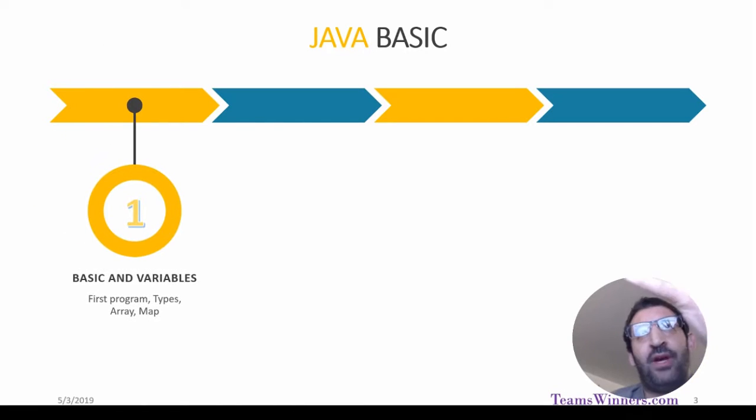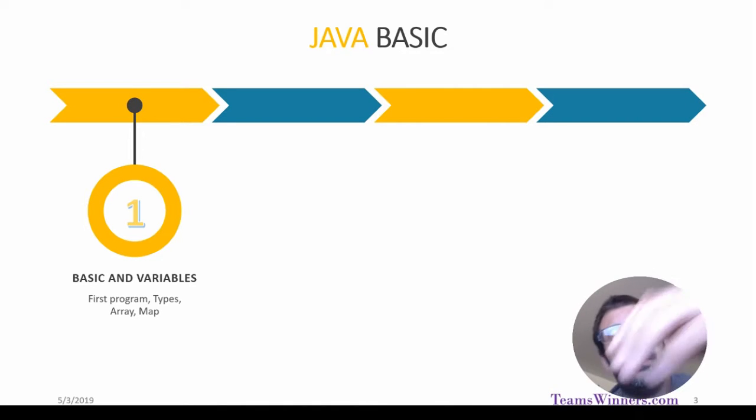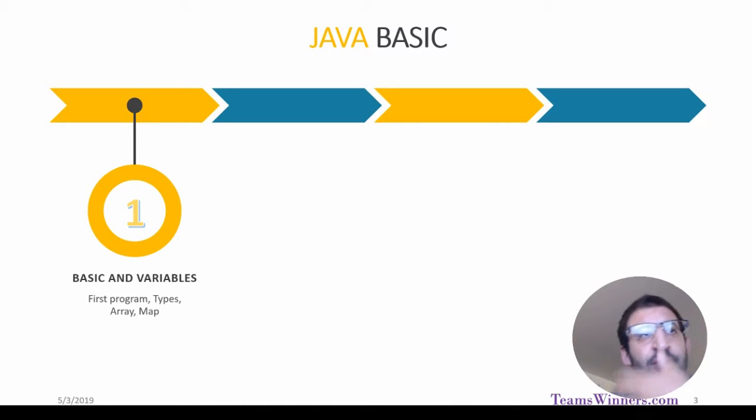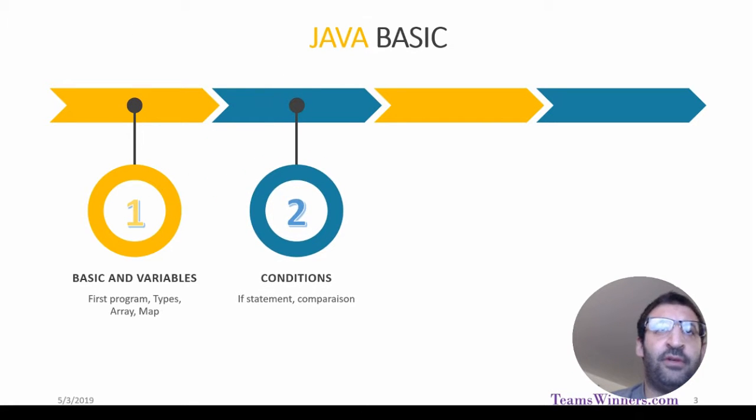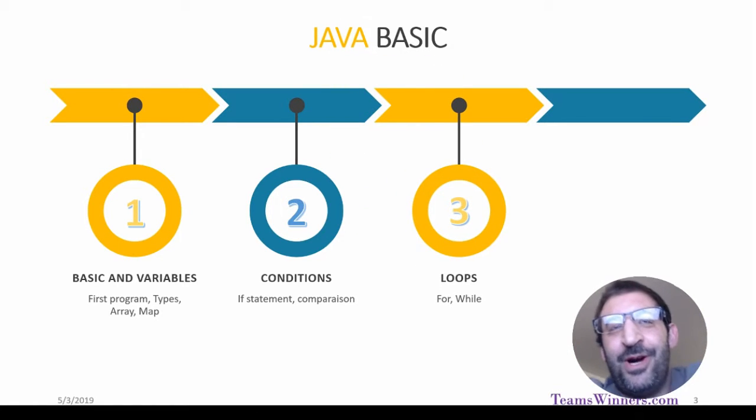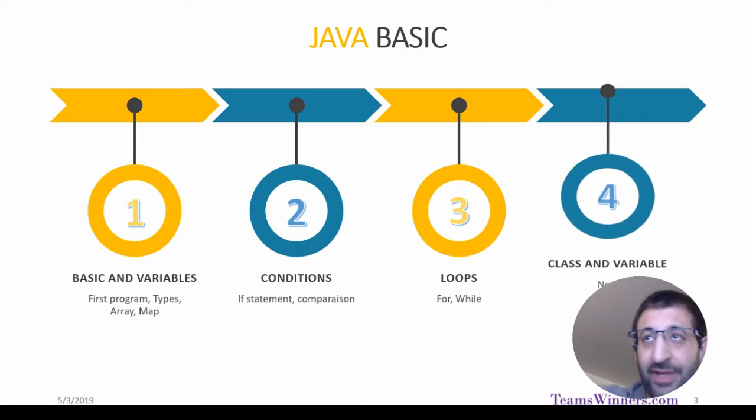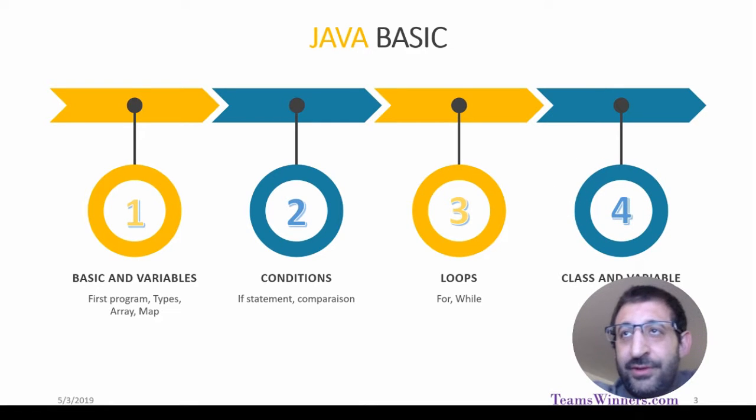So the first chapter will be about Java basics. In this video, I will talk about how to create your first program online and different variable types, array, map. Second, I will talk about different conditions with if, else if, else. After this, I will show you how to program loops with for and while. And finally, I will talk about class and variable. Okay, so let's start.